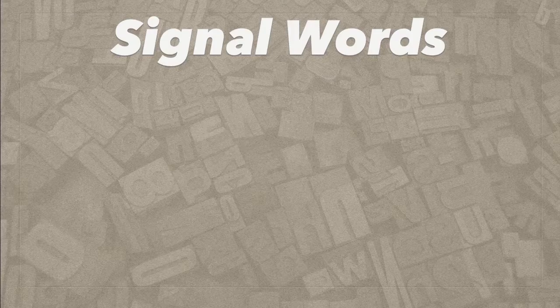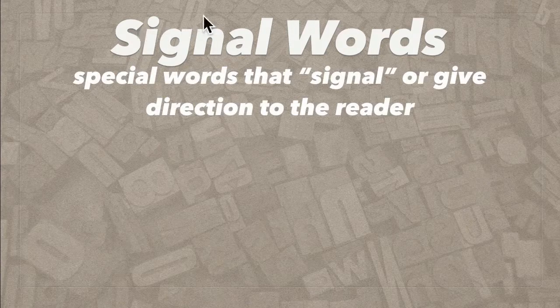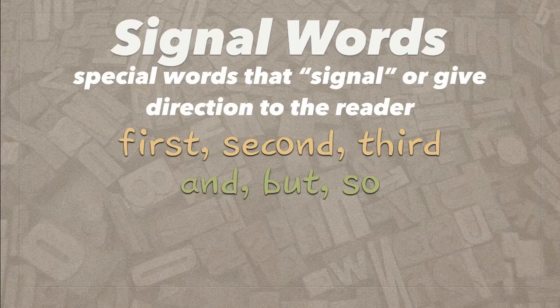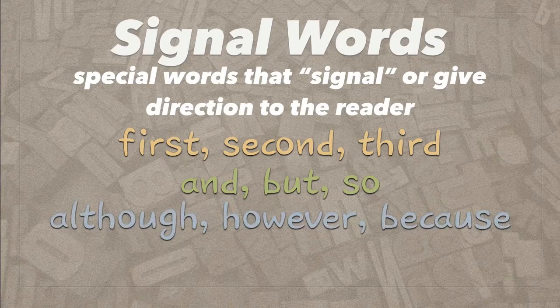So, what are signal words? Well, they're special words that signal or give direction to the reader. You've seen these before. For example, first, second, third, and, but, so, although, however, because.